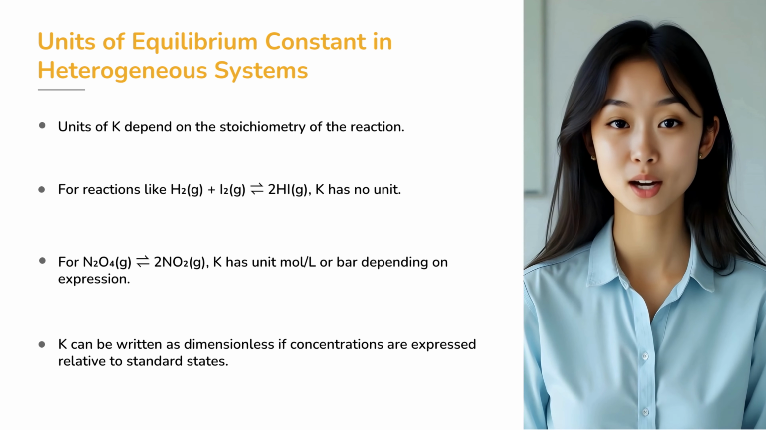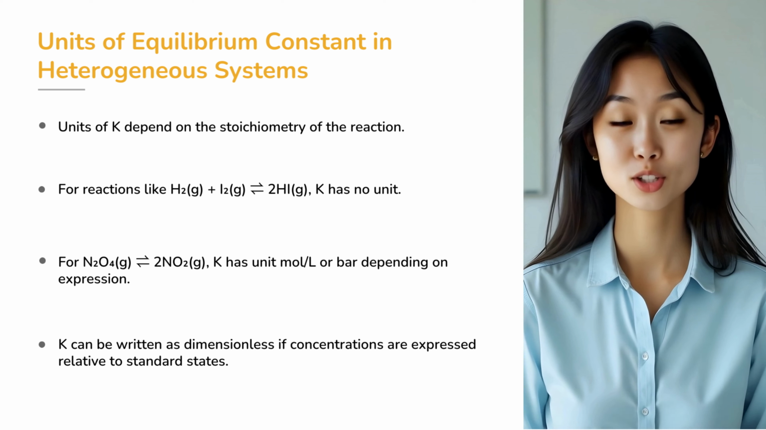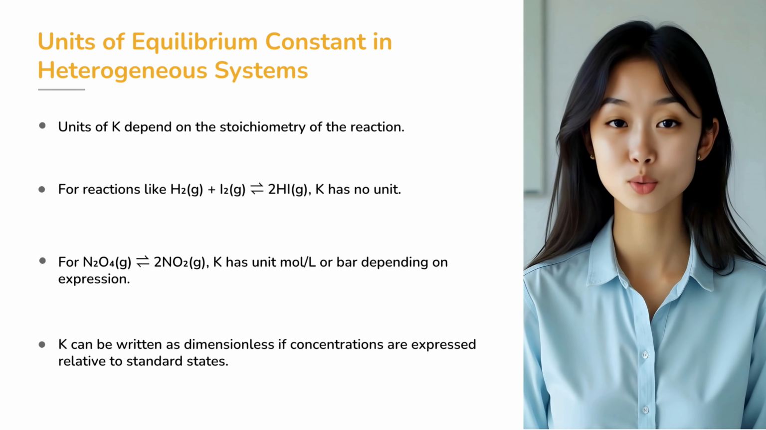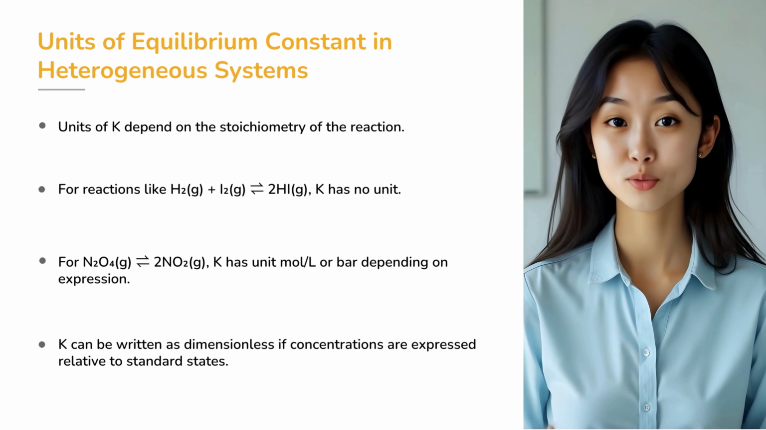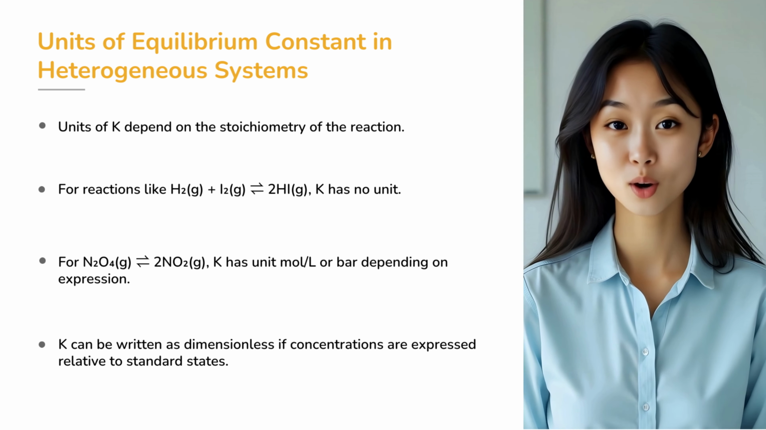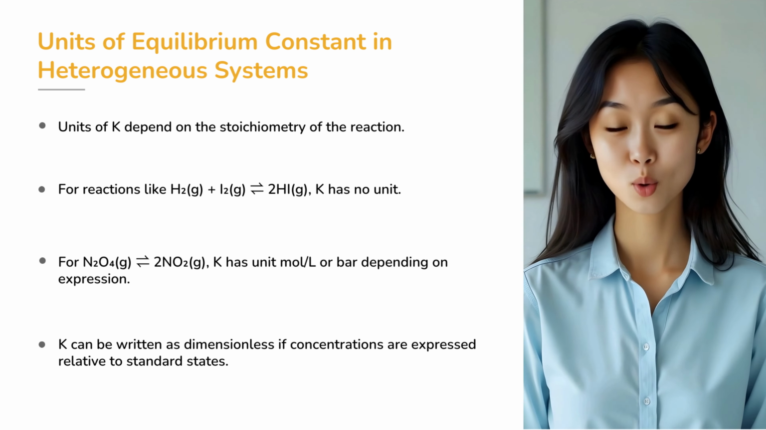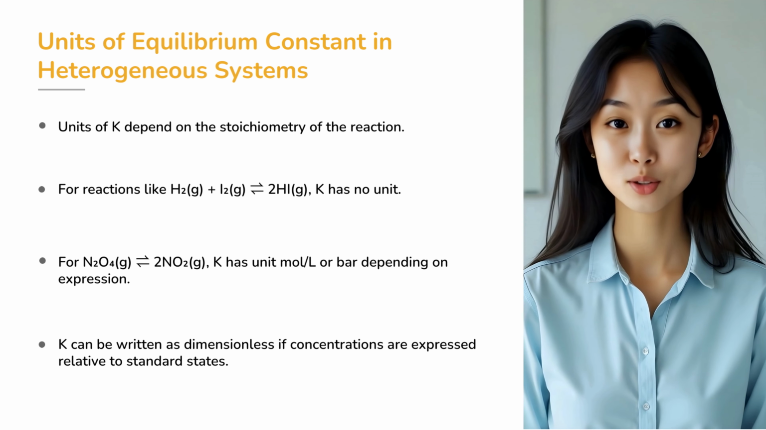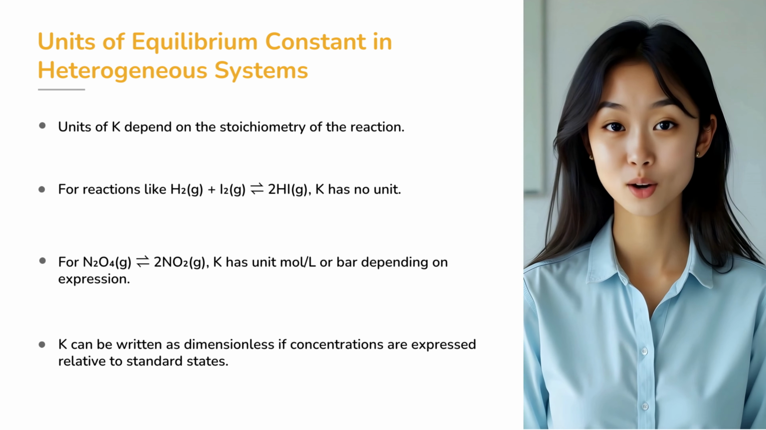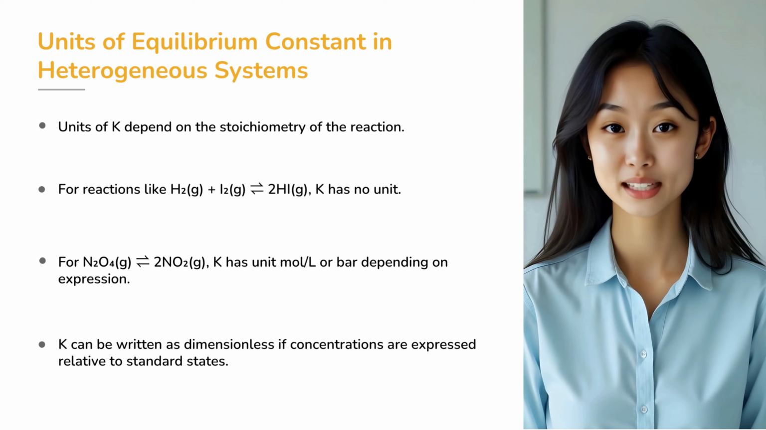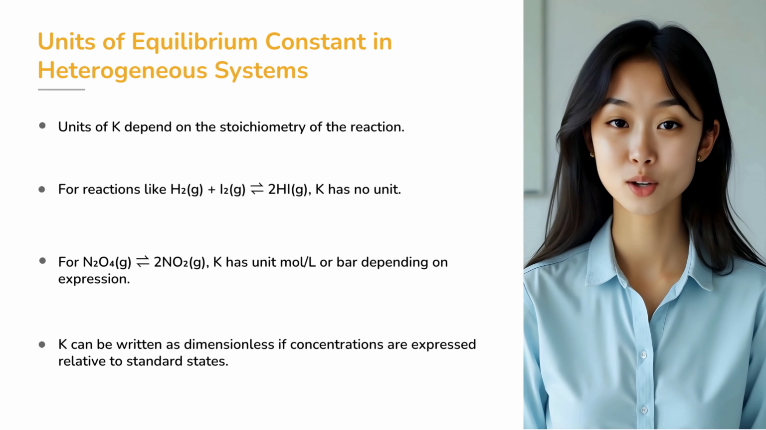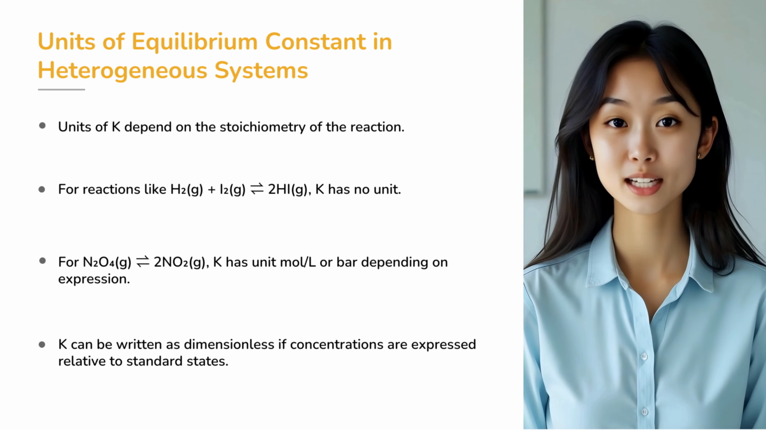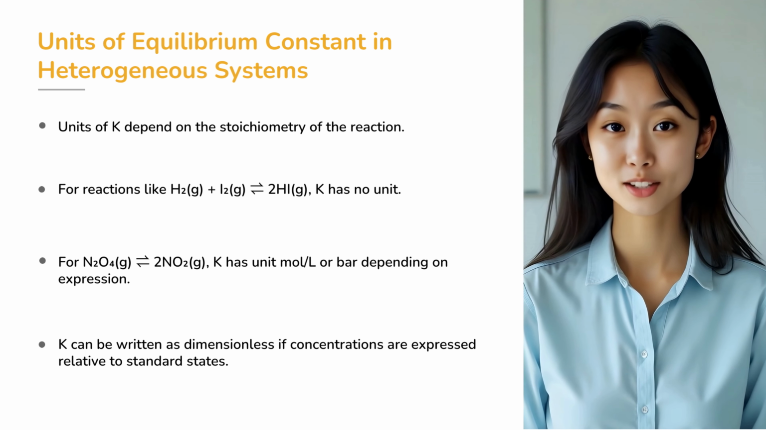But for nitrogen dioxide dimerizing into dinitrogen tetroxide, written as 2NO₂ gas giving N₂O₄ gas, the equilibrium constant has units, like mole per liter or bar. To make things consistent, chemists often define equilibrium constants in dimensionless form by dividing concentrations or pressures by standard states. But in normal calculations, always check if your K has units.